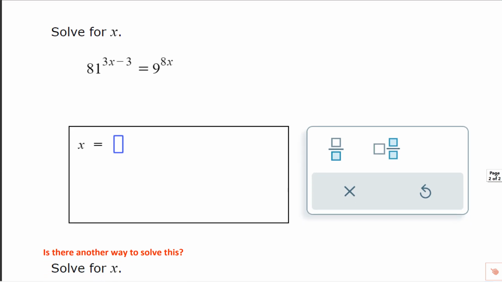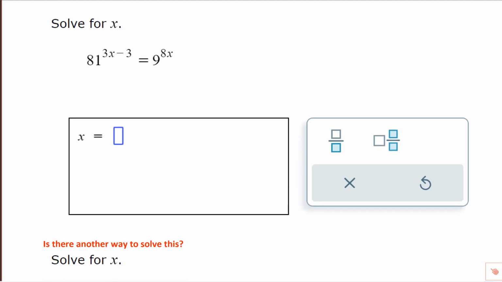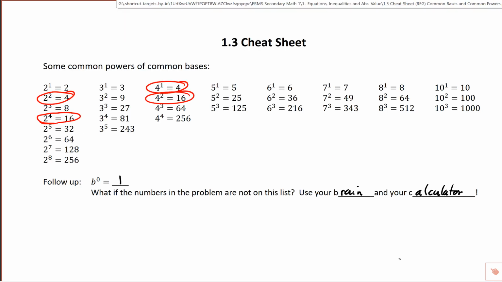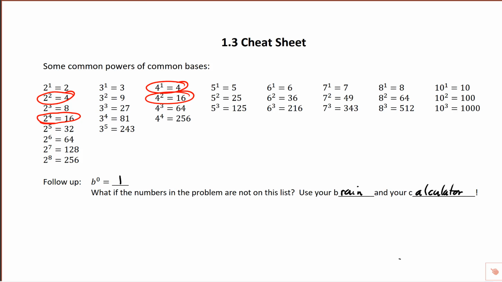Okay, so we've got this one right here. We're going to look at that one, and we're going to say, okay, I've got 81 raised to the 3x minus 3 and 9 raised to the 8x. We need to write these both using the same base. So let's find a list that has both 9 and 81 in it. So we'll come over here. Let's see, I've got a 9 right there, and I've got an 81 right there. Okay, well, that looks pretty good. 9 is 3 squared, and 81 is 3 to the 4th.